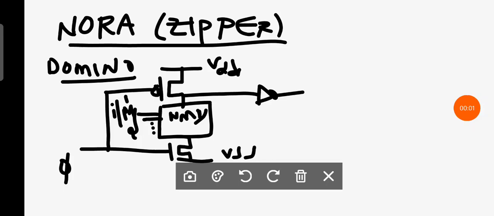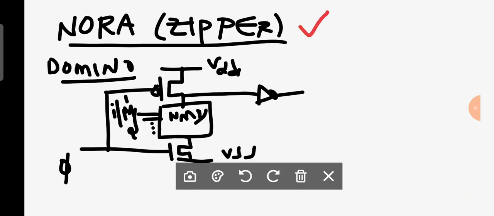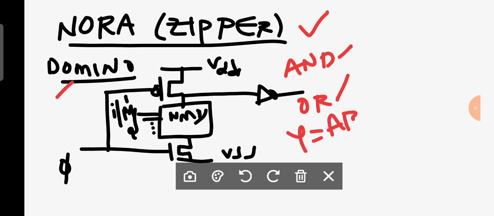Welcome back. In this class we are going to discuss NORA logic, or you can also call this logic as zipper logic. Now just quickly recap what we had discussed in the last class, that is domino logic. In this domino logic it is very clear that only non-complement outputs are going to be produced. That means AND, OR like this. Let us consider this Boolean expression in this manner.